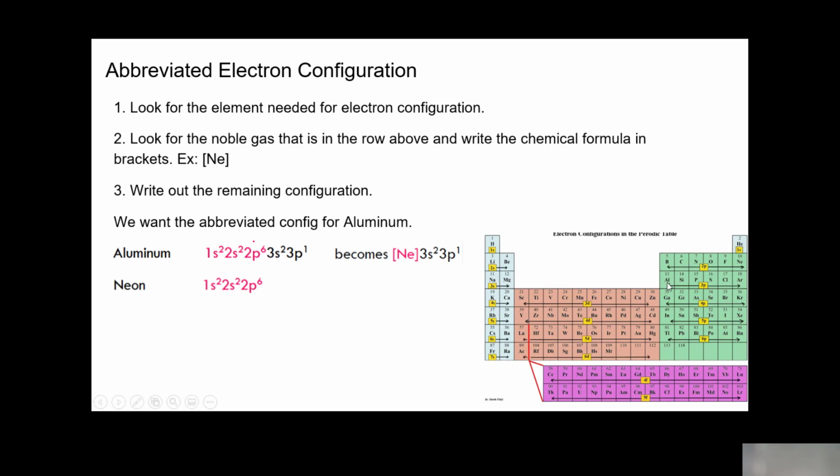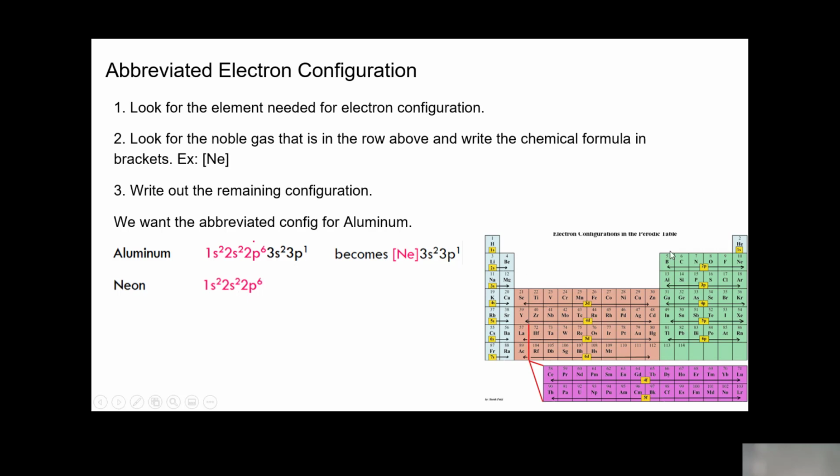So aluminum's here. What we can do is we go up a row and we see what's the noble gas, and it's neon. So what you write is you write neon, you put it in brackets, and then you continue on to the element that you need. So if this ends in a p and this is 2p, you just write the bracket of neon, and then here this is a 1s. So this is 1, 2, 3. This is a 3s, but we have two of them, and then we have a p. So 3p1.